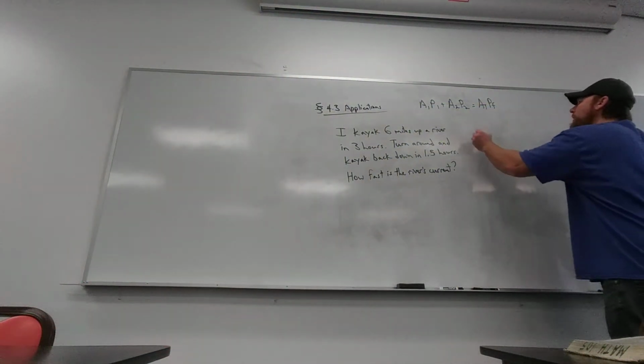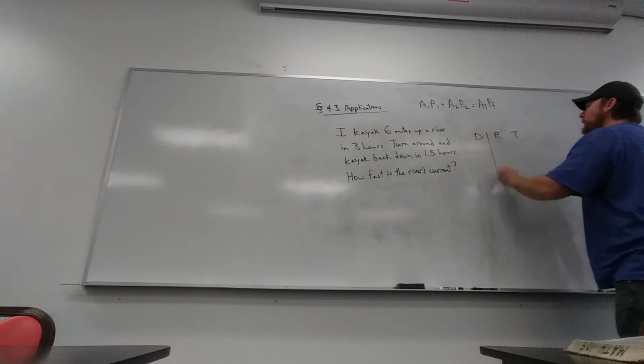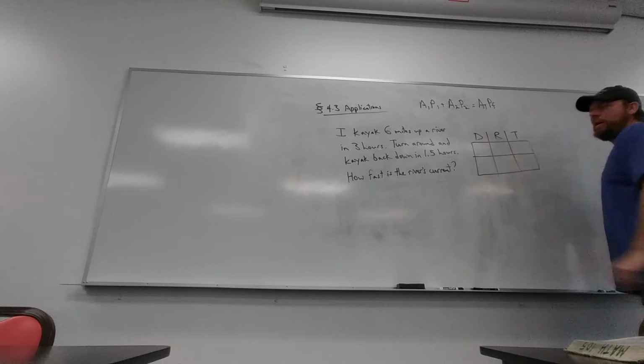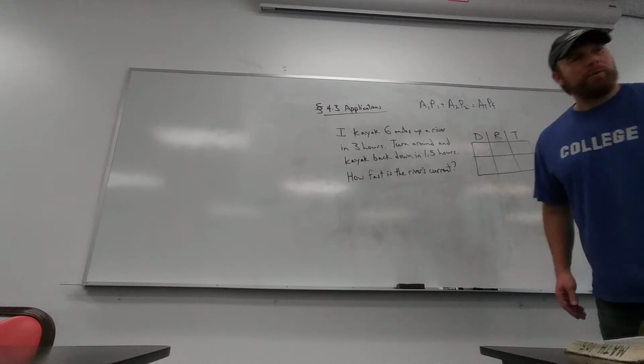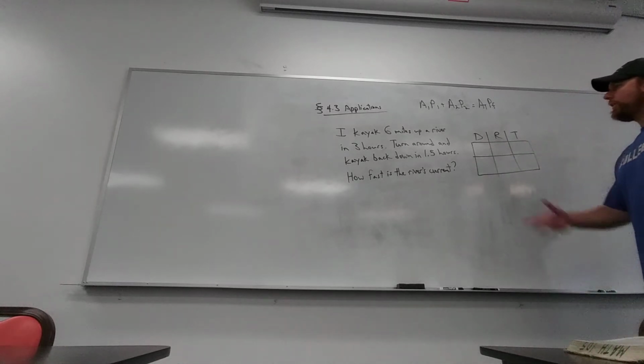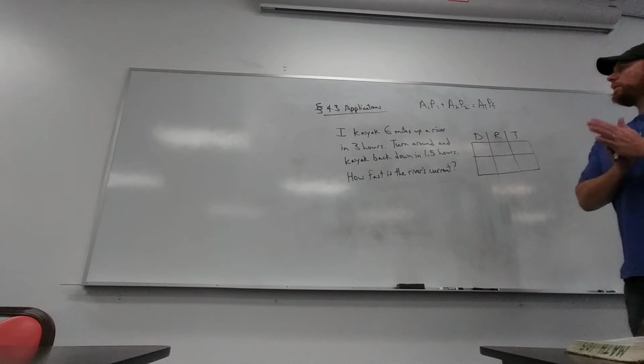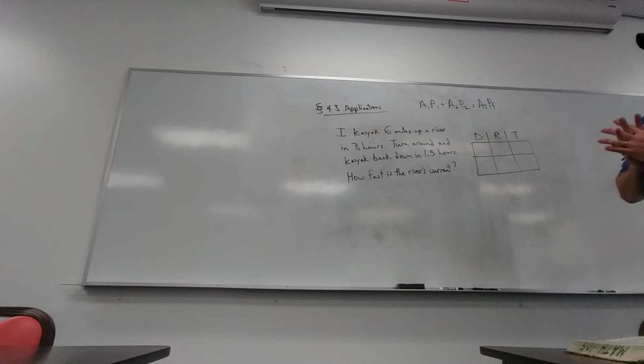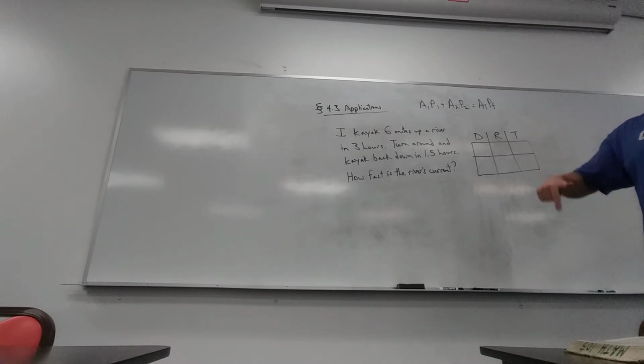So it's a dirt problem. So I'm going to set up a dirt chart like we did before. And there are 2 trips involved with the dirt problem. What are the 2 trips for this dirt problem? You just 6 miles up. 6 up and then 6 back, right?